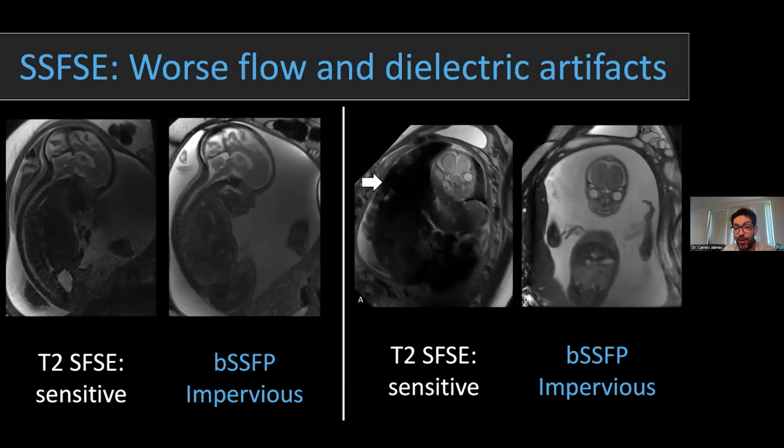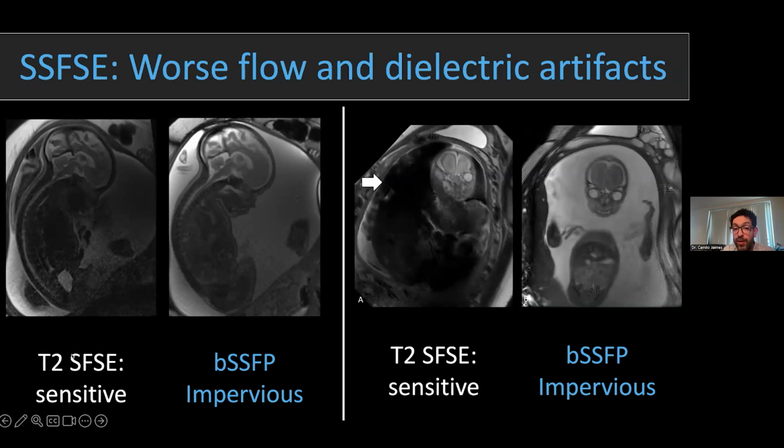I'm going to show you some artifacts just because I think you're likely to encounter this. So before moving into some advanced sequences, I want to show you some tricks. As I was saying, the steady state free precession sequences are more sensitive to many artifacts. The dielectric effects, if you have a mom with a large body habitus or polyhydramnios, may come back to haunt you. And the steady state free precession sequences are impervious or relatively impervious to those.